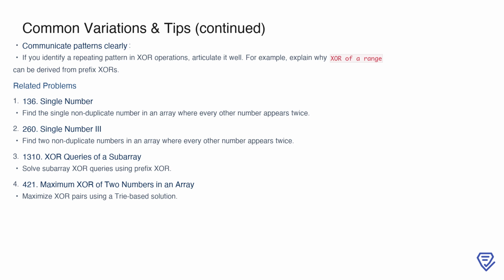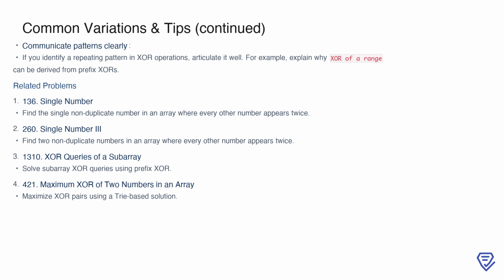If you notice a repeating pattern or property, articulate it clearly. For example, explaining how the XOR of a range can be derived from prefix XORs demonstrates a deep understanding of the concept. This is especially useful in problems where cumulative calculations are required.